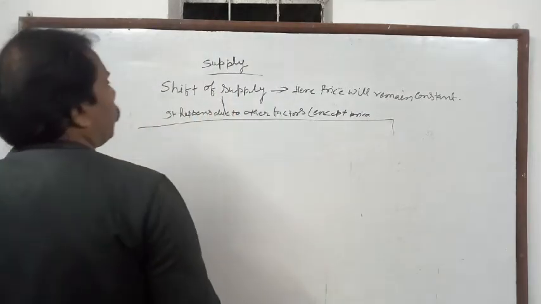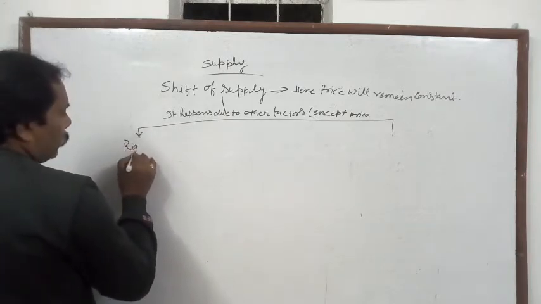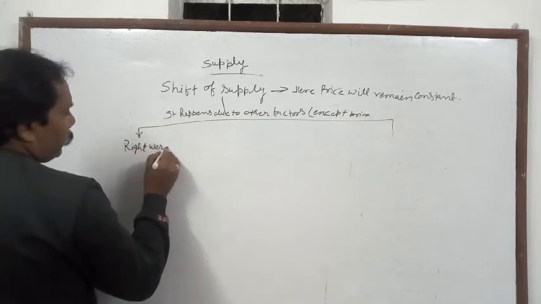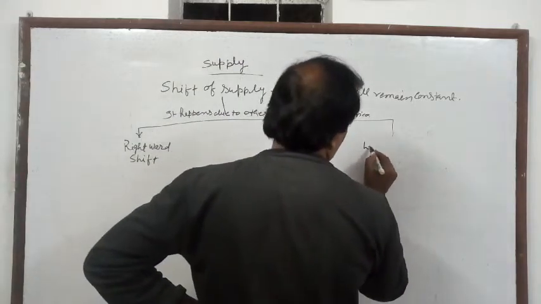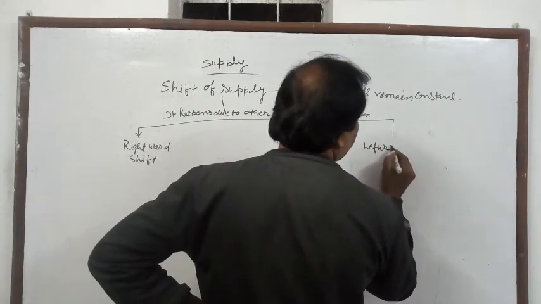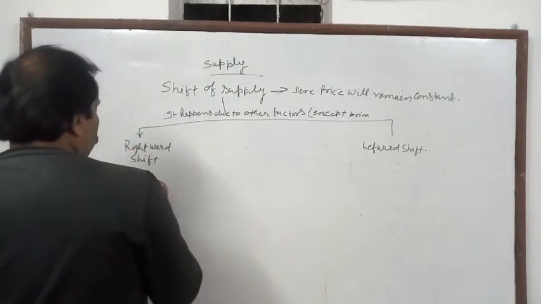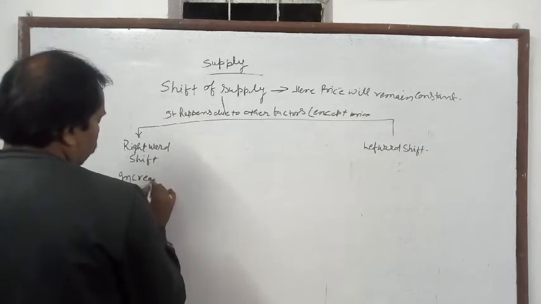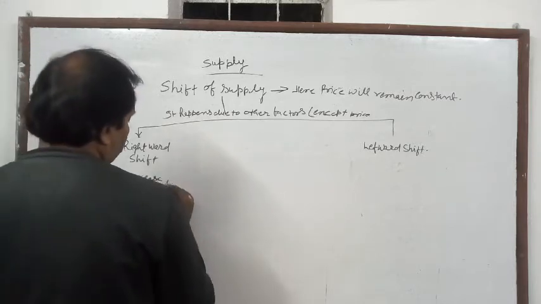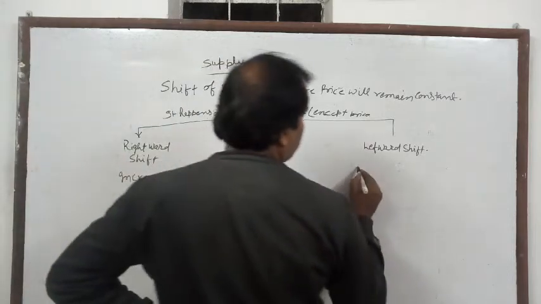So there are two kinds of shift. One is known as rightward shift, and another is known as leftward shift. It is also known as increase in supply, and the other is known as decrease in supply.